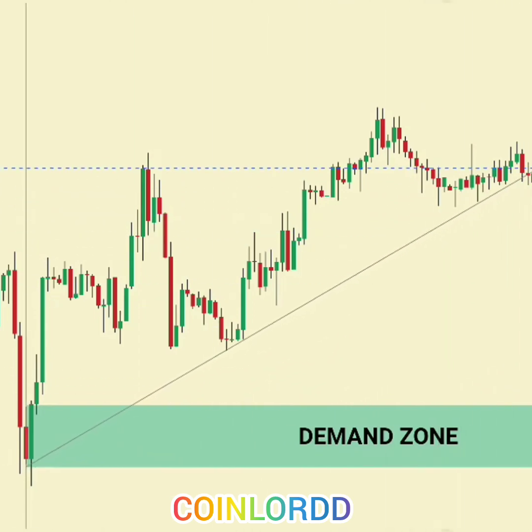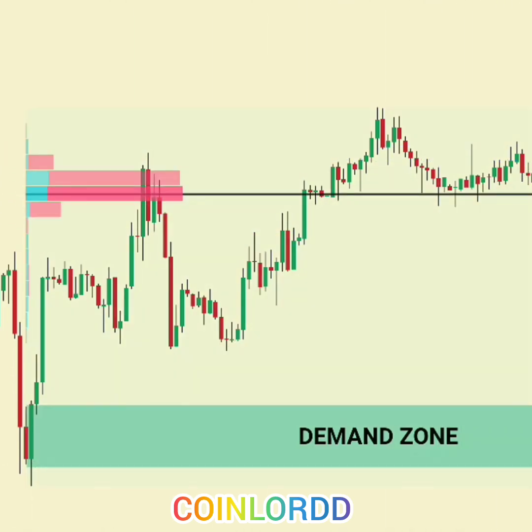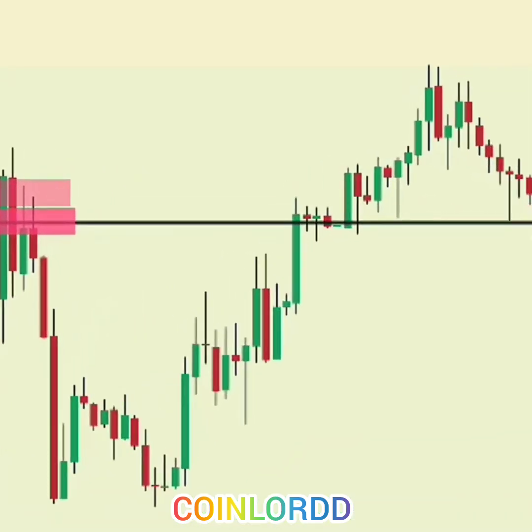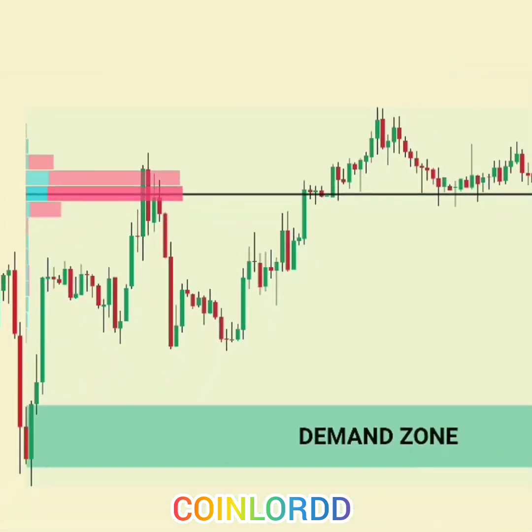To locate that area, I once again applied a fixed range volume profile to the move. This allowed me to see where the majority of trading activity had taken place and which price levels attracted the most market participation. Once the profile was applied, one level immediately stood out from the rest: the point of control, or POC. As we discussed earlier, the POC represents the price level with the highest traded volume within the selected range. And when a large amount of volume is concentrated around a specific price, it becomes an area worth monitoring for a potential reaction. So rather than entering immediately, I wanted to see how price would behave around this level first.